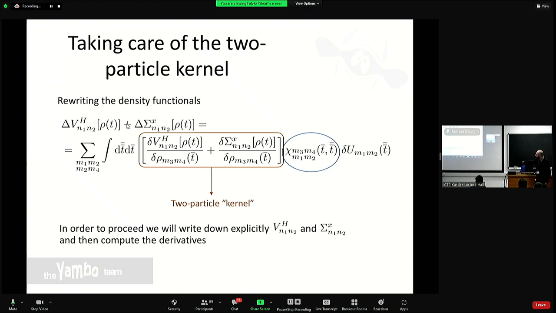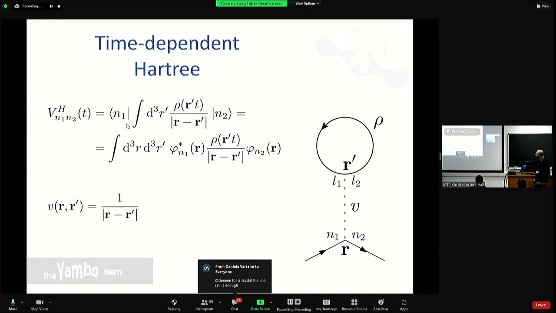It's two particles since it depends on 4 single particle indices. Now we will see better what this means later. And then this is much easier to calculate, as we will see in a moment. In fact, for example, this is the Hartree term. So basically we have a density loop and the Coulomb interaction here.